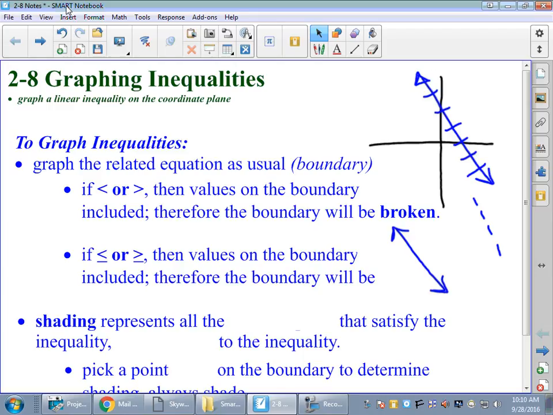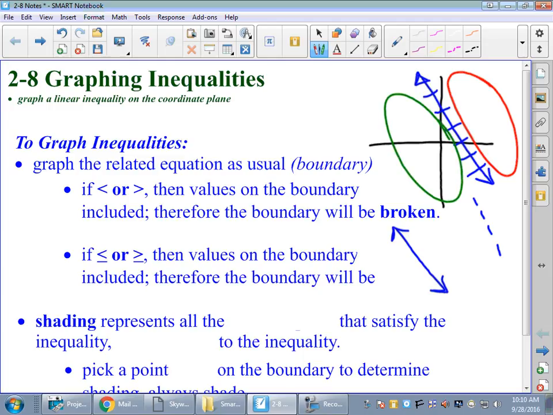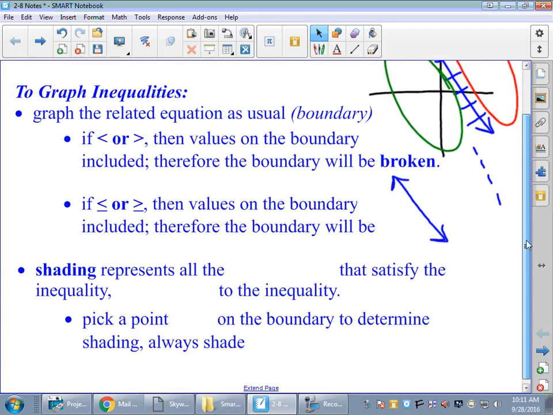After you create the boundary line, you have two regions. You have the region of values above the boundary line, and then you have the region of values below that boundary line. For an inequality, you'll either be shaded above, which represents all the solutions that work above the line, or if the solutions are below the line, you'll shade below the line, just like we did on a number line. We shaded the direction of the arrow.